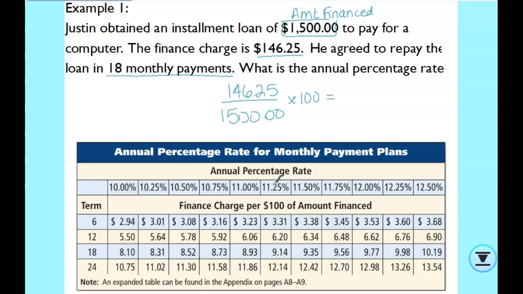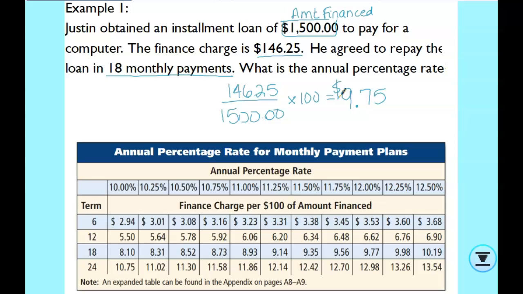So we're going to take 146.25, divide it by 1,500, multiply that times 100, and we get 9.75. So this is the finance charge per 100 of amount financed.